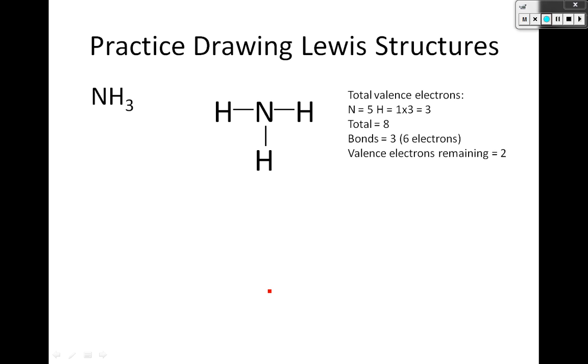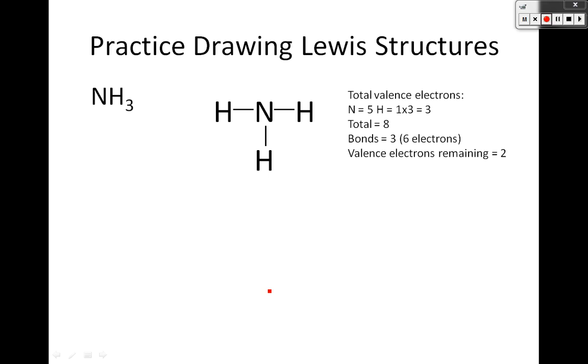Now let's break it down. The total valence electrons from nitrogen is 5. Hydrogen is 3 because we have 3 hydrogens each with 1. 5 plus 3 is 8. The total number of bonds we have right now is 3. Each bond, remember, is 2 electrons, and so that's 6 electrons. So we still have 2 remaining valence electrons.